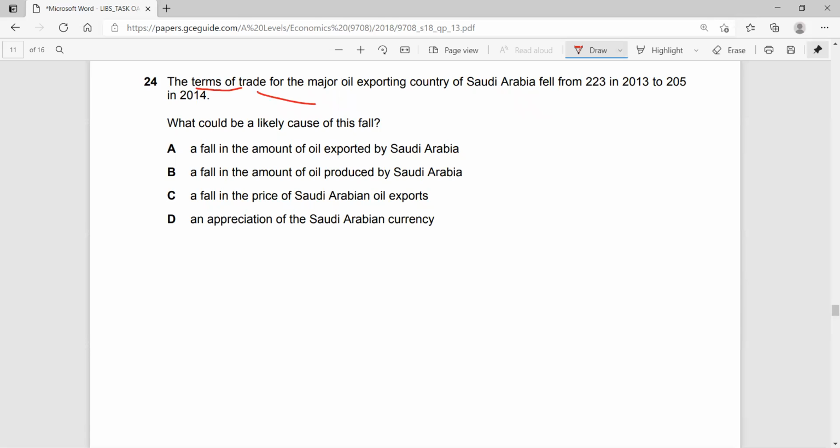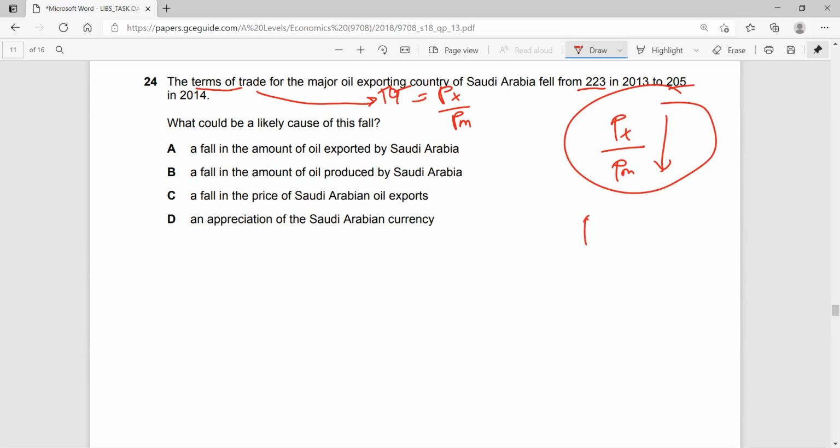The terms of trade. So your terms of trade are the prices of your exports upon prices of your imports. For the major oil exporting country of Saudi Arabia, it fell from 223 to 205. So this fraction fell. It can either be because the price of exports decreased or the price of imports, because that's in the denominator, increased. It can also be for a variety of other combinations where both are changing at the same time. But let's see if we need to look at those complexities.